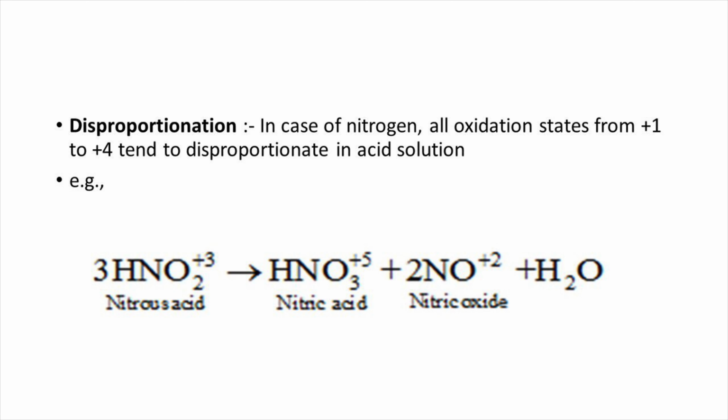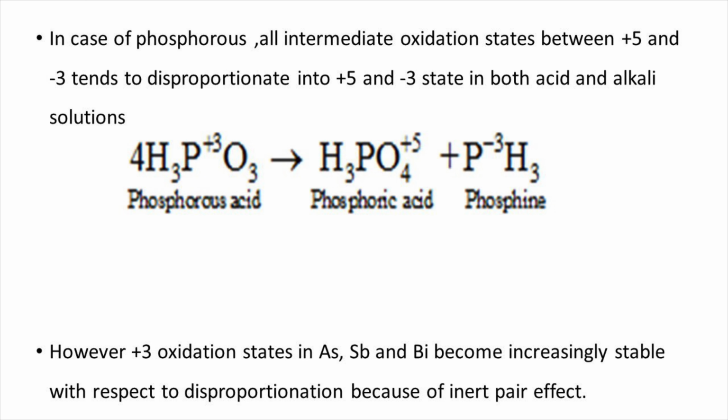Nitrogen exhibits positive oxidation state +1 to +5. The oxidation states from +1 to +4 tend to disproportionate in acid solution. For example, nitrous acid converts into nitric acid and nitric oxide. Phosphorus can show +1, +3, +4 and +5 oxidation states in some oxo acids.